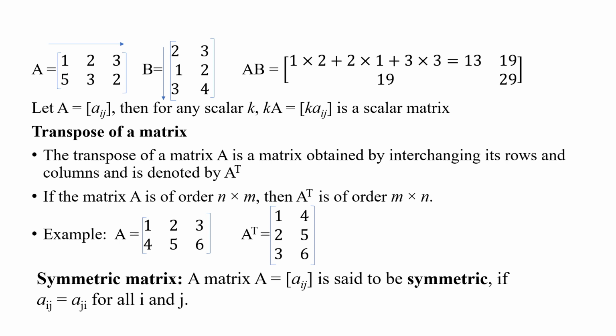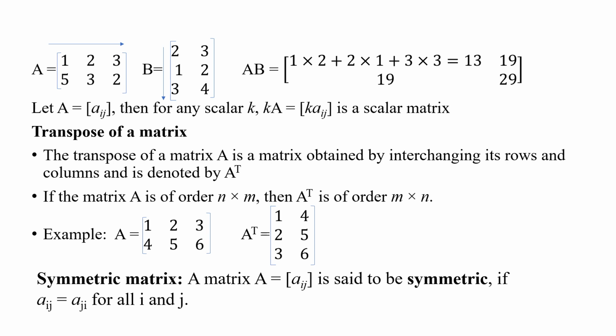Next concept is a scalar matrix. Now you consider any matrix A and any scalar k. We can define a scalar matrix as kA, which is k multiplied with each element of A. So kA is nothing but k into each element of A, Aij.